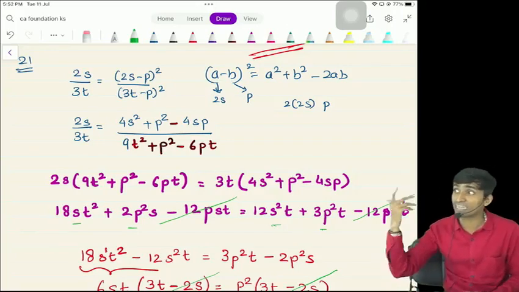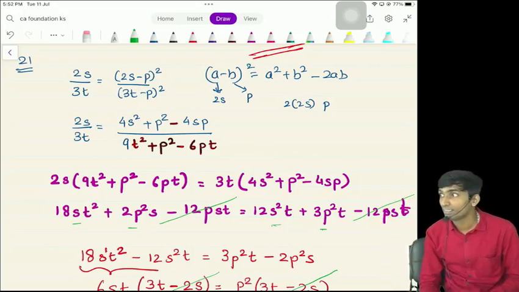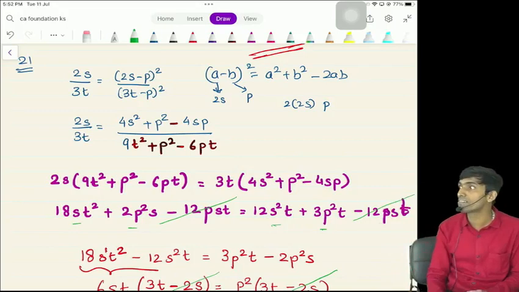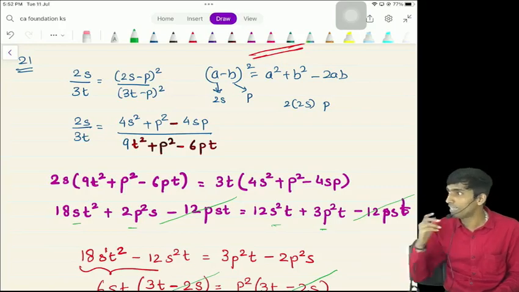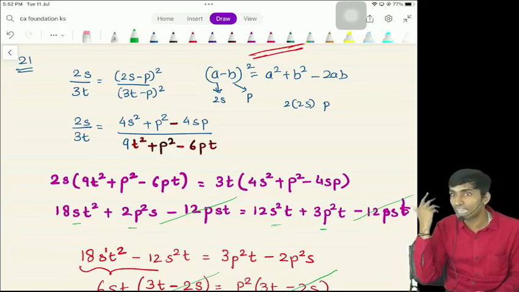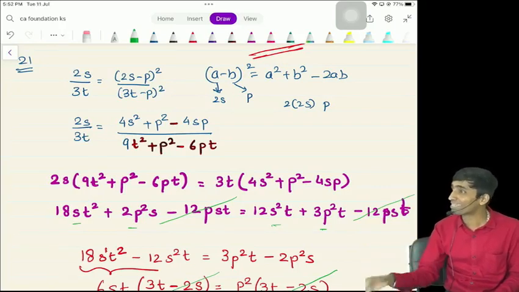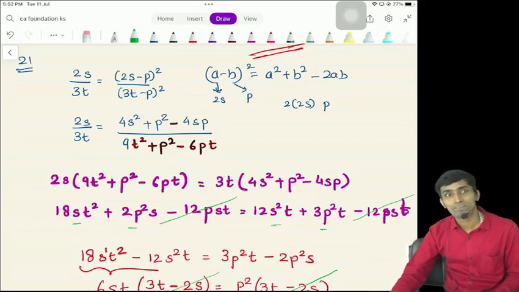If I change the right side, if in the option I give you p square is equals to 9st, then you will do the full steps. Full steps you will have to do. Otherwise you will have to remember the answer. There is no option for this, okay?